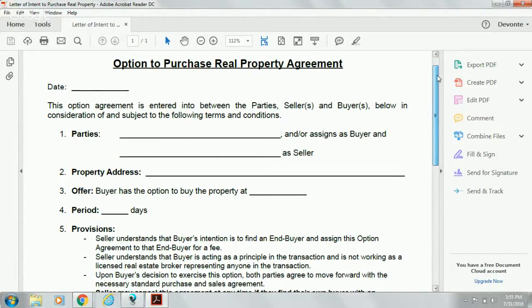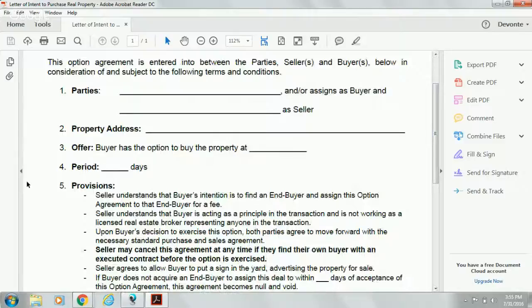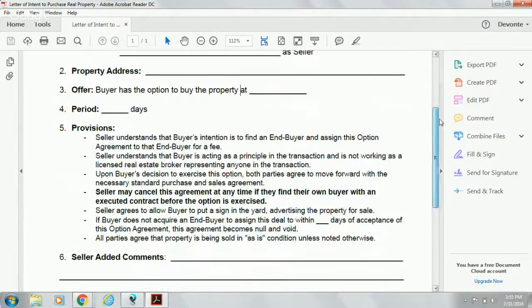So then we have the period. That's just the number of days that you give me to find an end buyer. Usually we do like 30 to 60 days. With this, seller understands that buyer's intention is to find an end buyer and assign this option agreement to that end buyer for a fee.